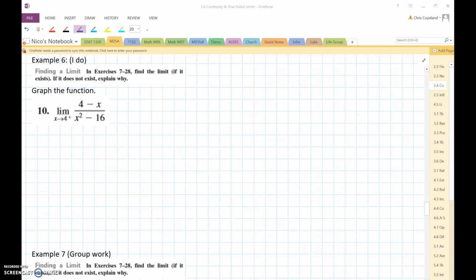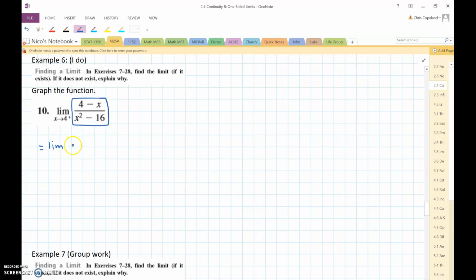So looking at the limit, we've got 4 minus x over x squared minus 16 as x approaches 4 from the right. Okay, so this function, we could graph it definitely, but let's see if that simplifies, because if it simplifies, then it's going to be easier to graph. So let's look at the limit.